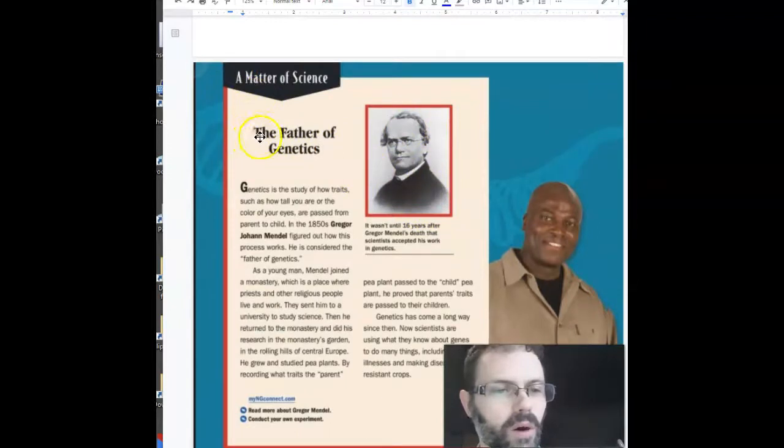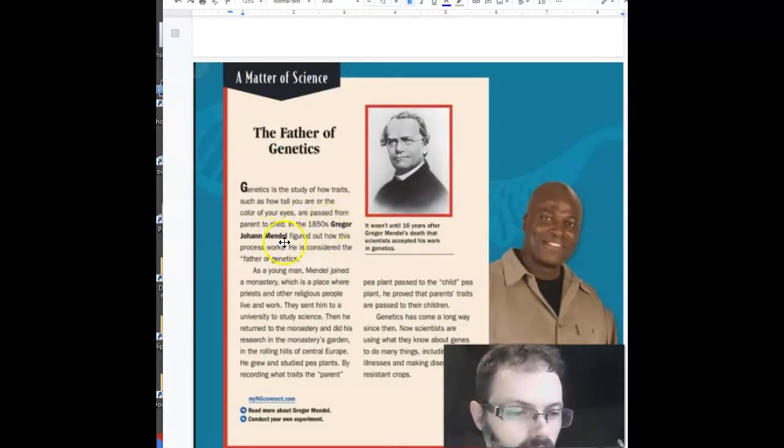Maybe the title. Why does the author use the title Father of Genetics? Or maybe this key term here. Why does the author include the key term Gregory Jonathan Mendel? And then you find the answer to these questions. So, another one, caption. Why does the author include a caption below the picture? So let's go with that.